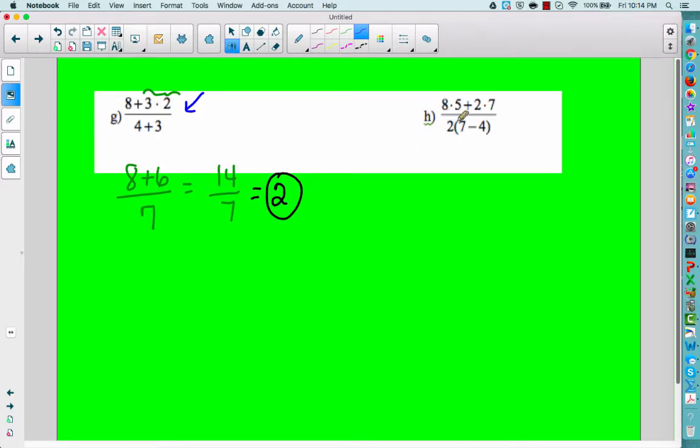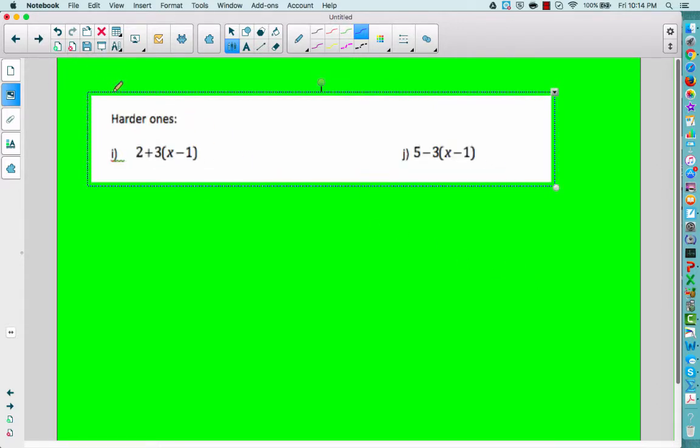All right, so we have 8 times 5 in the numerator, so 40, plus 2 times 7, which is 14. In the bottom, I have to do those parentheses first, so I have 2 times 3. All right, I'm going to simplify some more. The top is going to give me 40 plus 14, which is 54. The bottom's going to give me 6. So now I can simplify 54 divided by 6, which is 9.